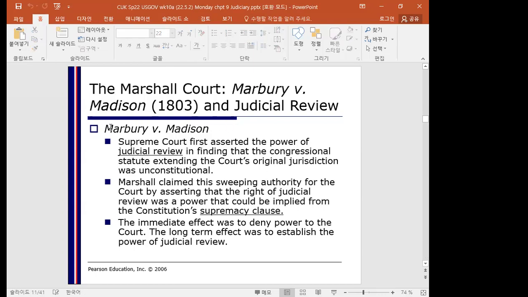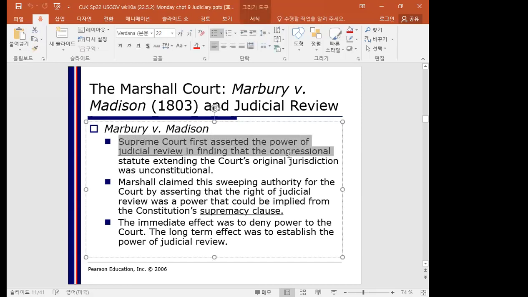Yeah, so I already mentioned Marbury versus Madison. The Supreme Court first asserted the power of judicial review in finding that the congressional statute extending the court's original jurisdiction was unconstitutional. So that's an interesting point, that the court ruled that the congressional law passed that gave the power to the Supreme Court to review this kind of case was unconstitutional. So the Supreme Court could not rule in favor of Marbury.